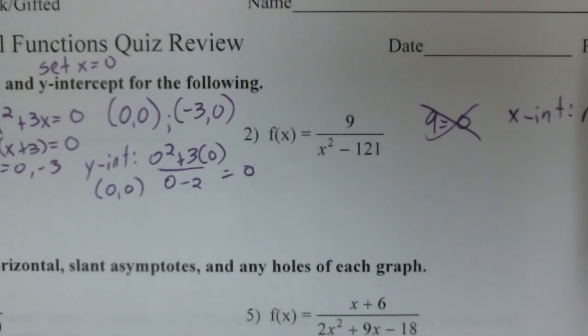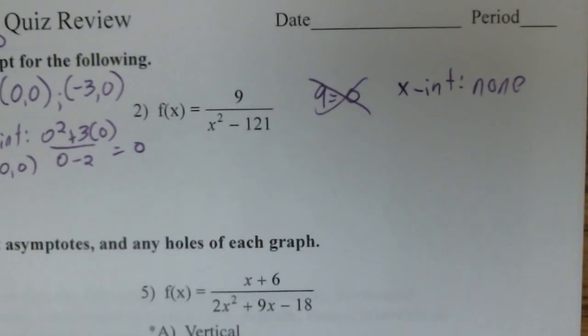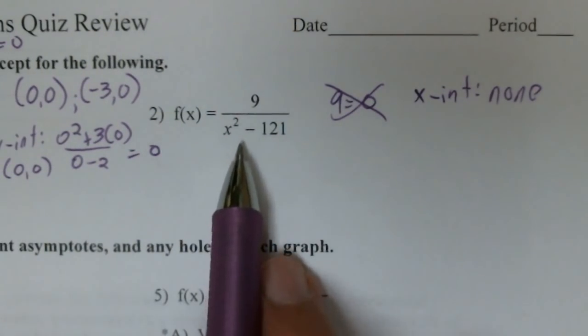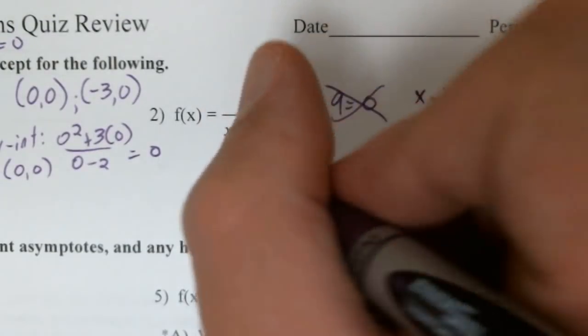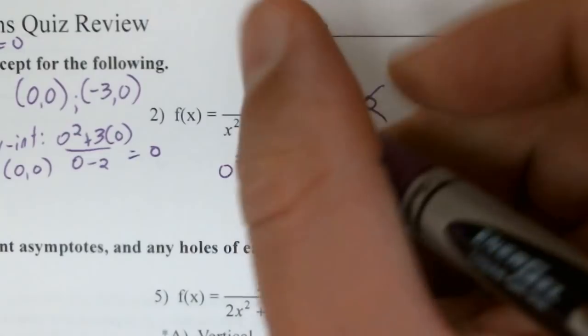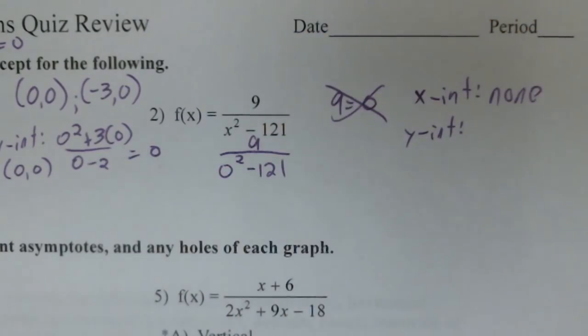Okay, so I'm just going to say none. No x-intercept. Oops, sorry. None. Okay, and then for my y-intercept, I'm going to plug in a 0 for x. So I have 0 squared minus 121 on the bottom. This is going to be 9 over that.